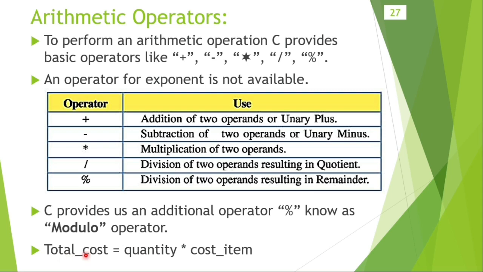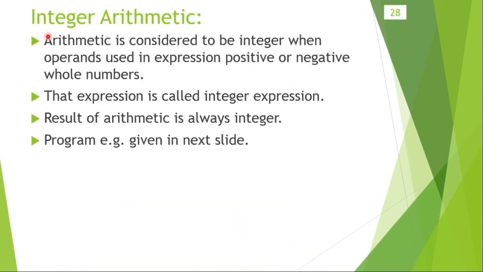So total cost is given equivalent to quantity, multiplication sign, we are using the star sign, that asterisk sign, multiplied by cost item. Integer arithmetic: when you are using plus, minus, multiplication or something, integer values come as an answer as an integer only.